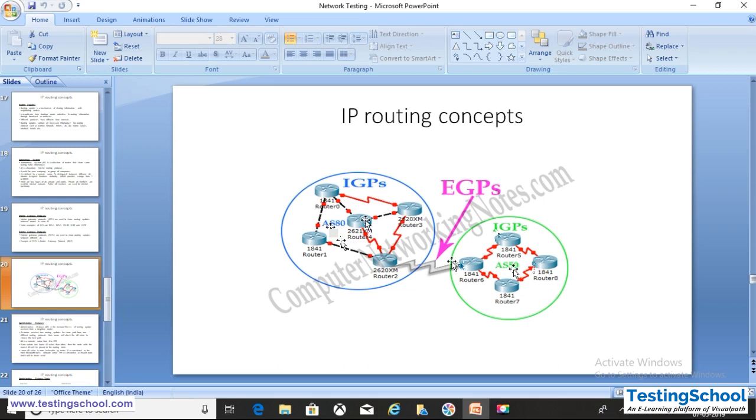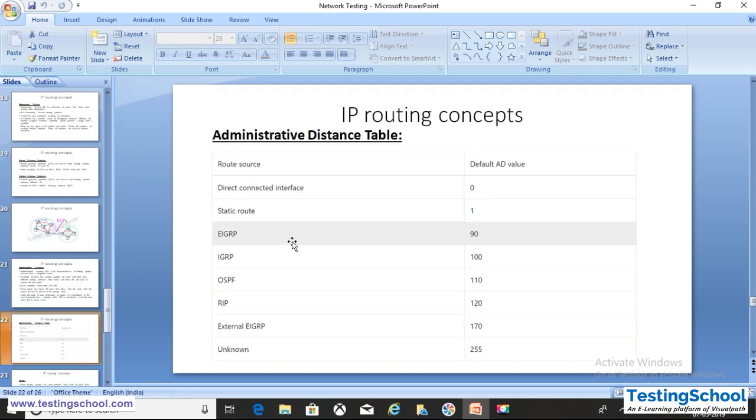Here it is showing the list of administrative distances. A directly connected interface is 0, so most preferable. A static route is 1. EIGRP is one routing protocol; for now, you can consider it like IGRP. OSPF is also a routing protocol. Then RIP, Routing Information Protocol, and external EIGRP. 255 means unknown, unreachable. As we can see, it is an invalid route and will never be used.